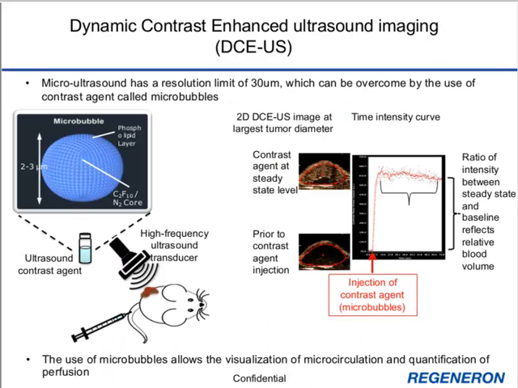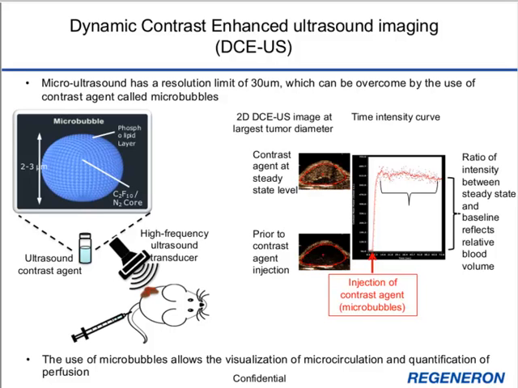In addition to morphological changes, we were also interested in functional changes of the vasculature after aflibercept treatment, such as changes in vessel perfusion. As you probably know, the resolution limit of micro-ultrasound is 30 micron, but this resolution limit can be overcome by the use of contrast agent microbubbles, which allows us the assessment of smaller vessels, and that's quite important when you look at tumors.